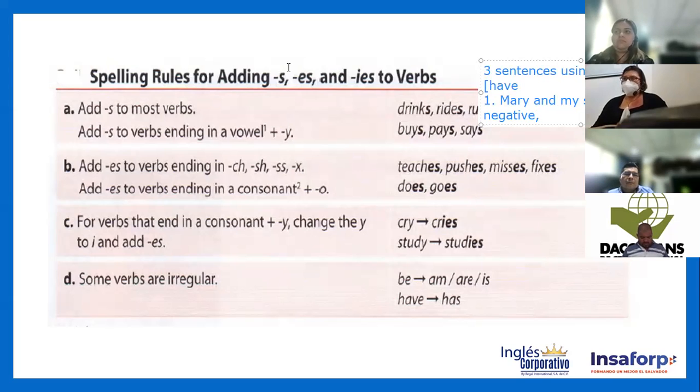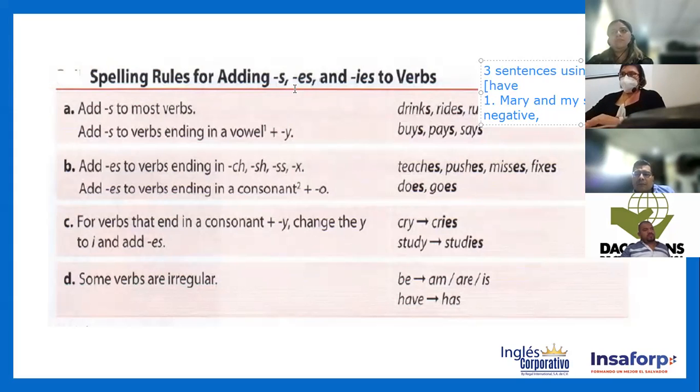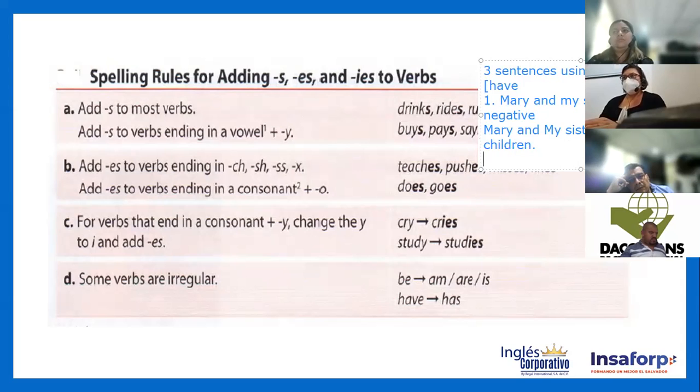Escribámoslo en el chat box and then we can see how you did it. Okay, let's see, I have one. Okay, Giovanni, vamos a revisar esa. Okay, Gabriela, excellent. Very good, Gabriela. Okay, entonces voy a tomar la oración de Gabriela. Vamos a revisar esas oraciones. Let's check. Perfect. Y tenemos, Mary and my sister do not have children. ¿Por qué estamos utilizando do not? Why? It's plural. Tenemos Mary and my sister.